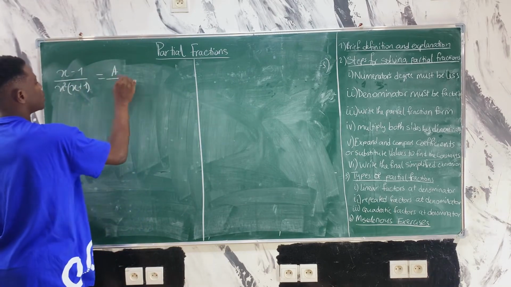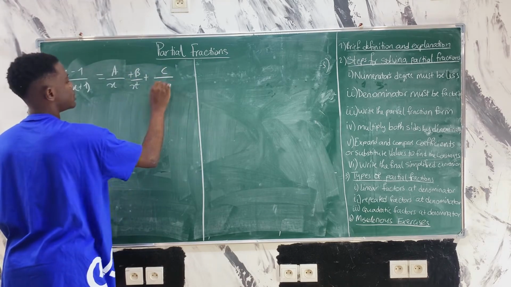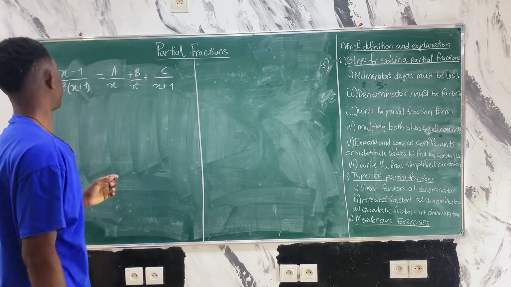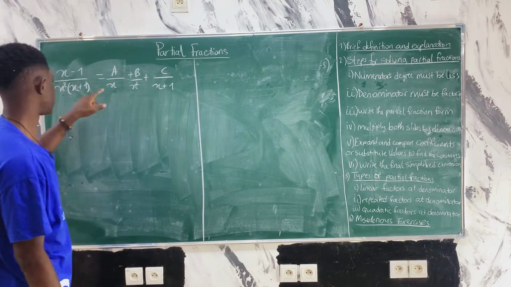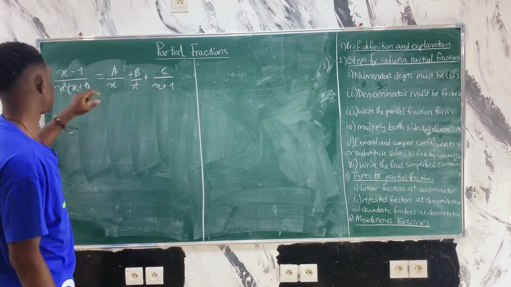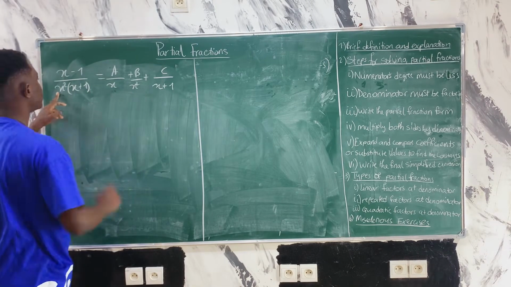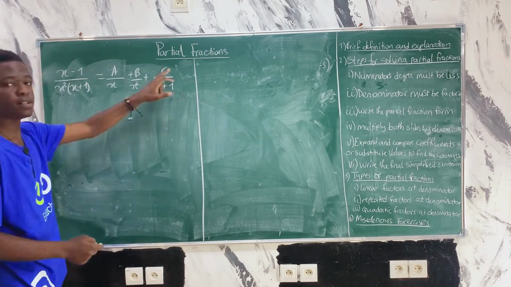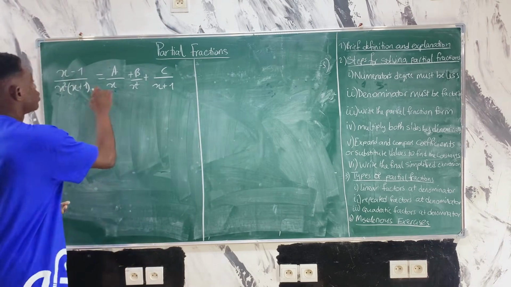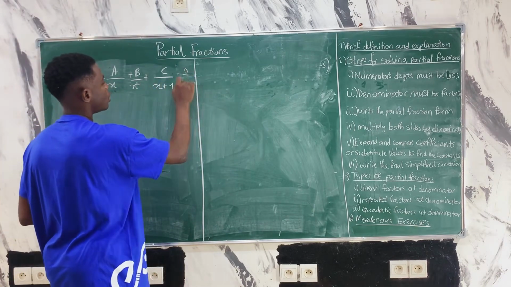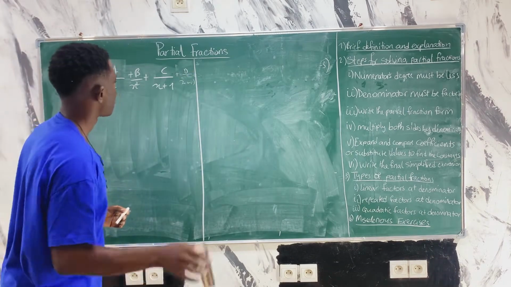This will just be equal to a on x plus b on x squared plus c on x plus 1. So I have a on x, b on the same x but squared, which is the repeated factor, then c on the other factor, which is x plus 1. Again, if this was squared, I would have had plus d on x plus 1 squared, and so on and so forth.